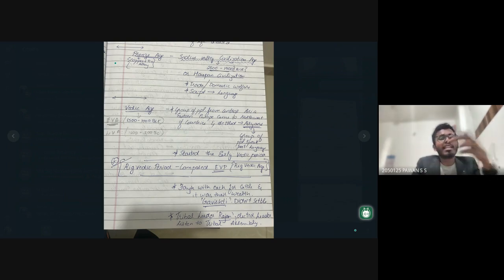But the literal meaning of Aryan means what? It's a group of people who speak a particular language. They're called Aryans. So they started the early Vedic period. So remember this. This was the time of the early Vedic period. So Aryans came during which particular time period? It was during the Vedic period.